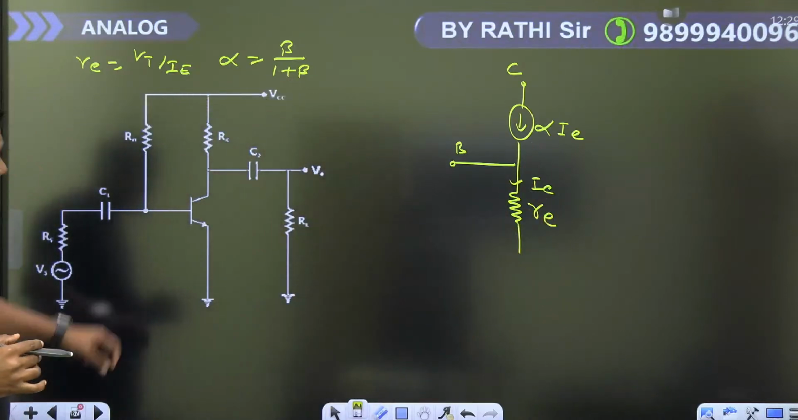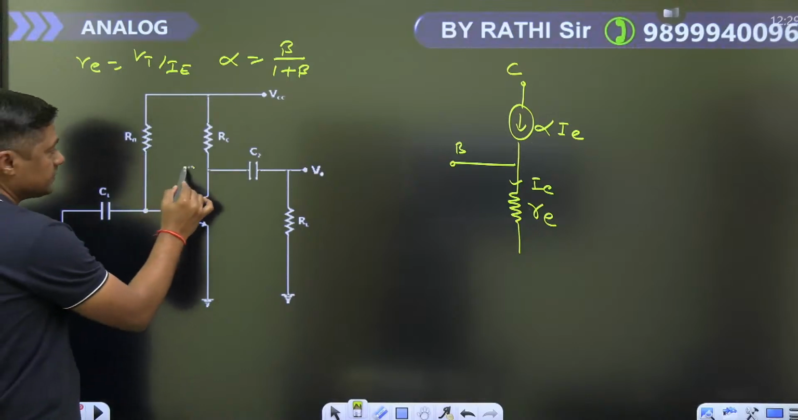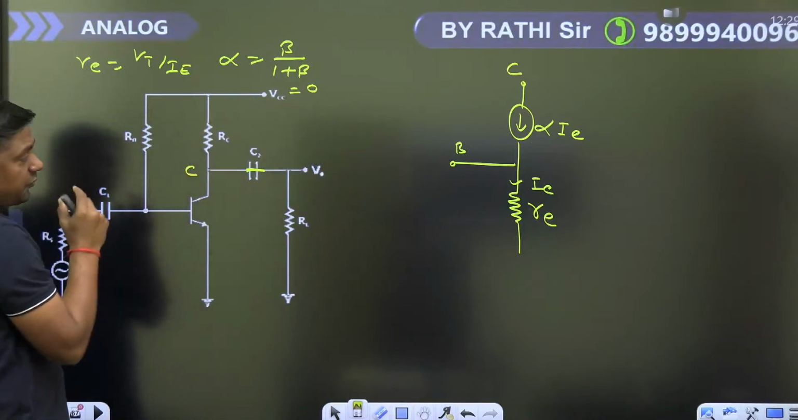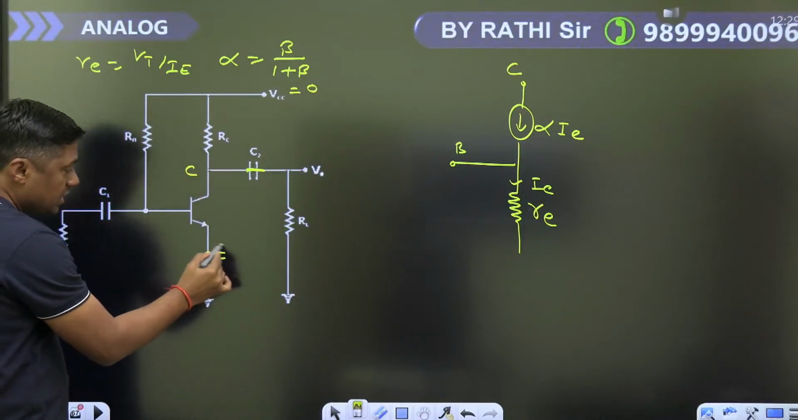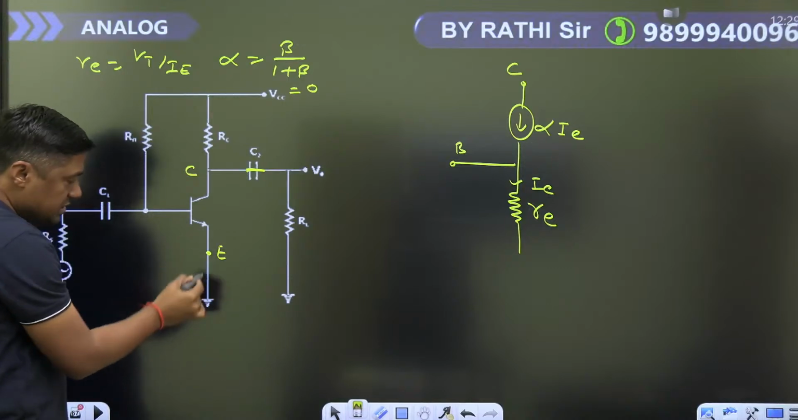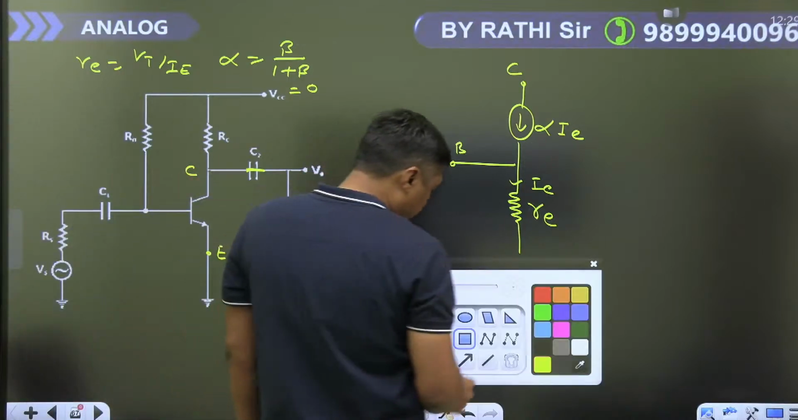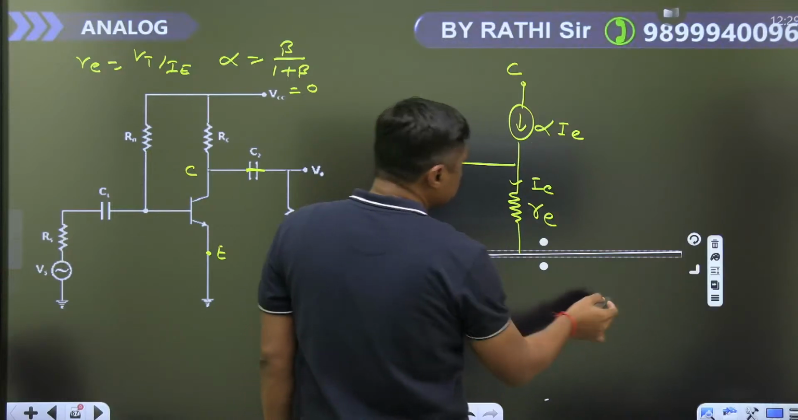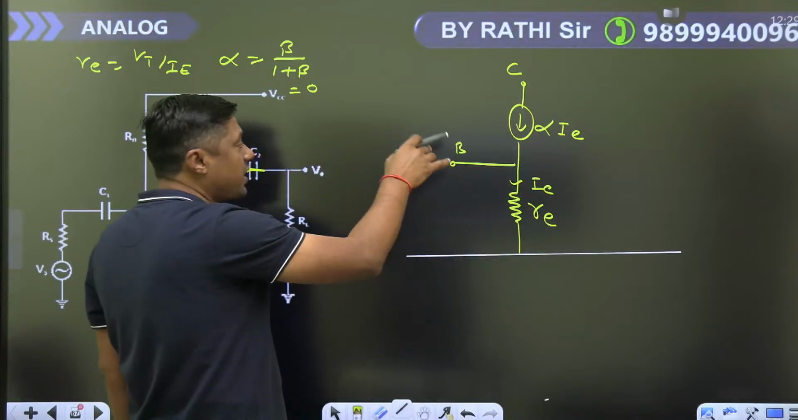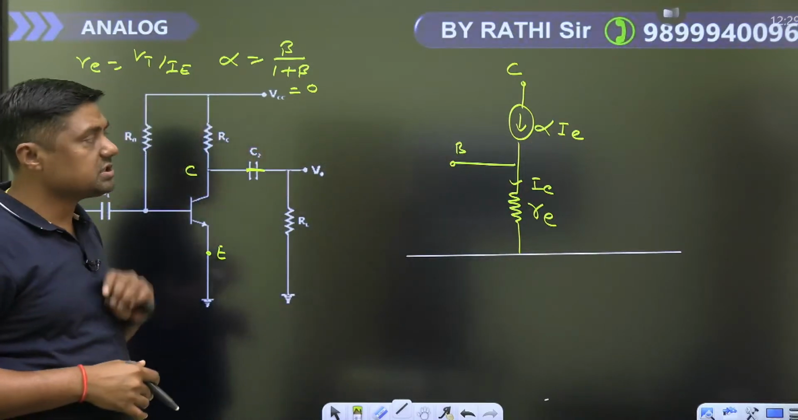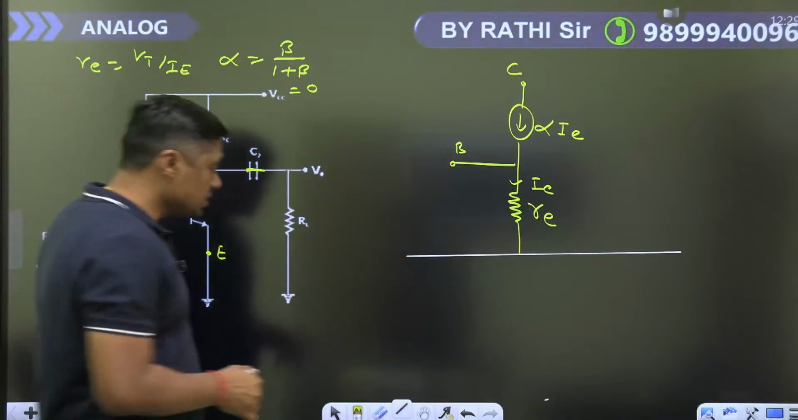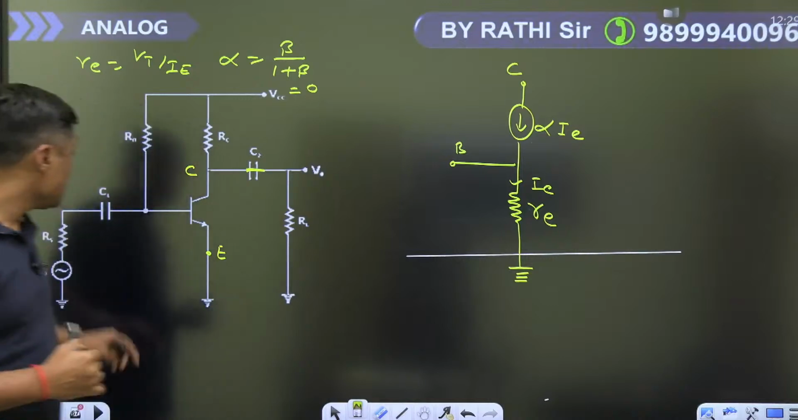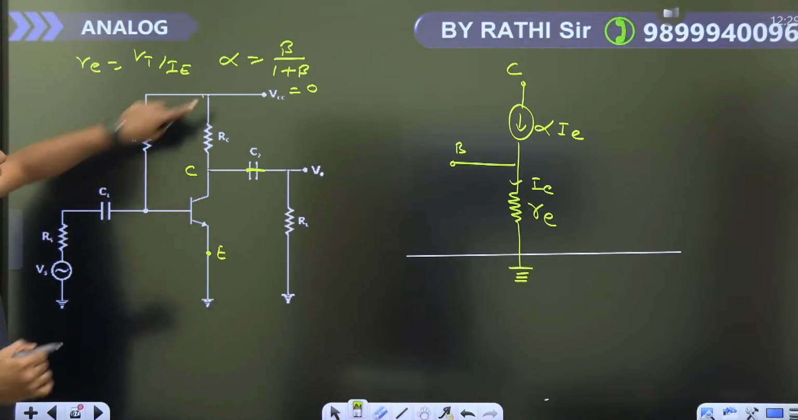Now, this is collector. This capacitor will act as short circuit. This will act as zero. First, emitter. Emitter is connected to ground. Watch this. Emitter is connected to ground. So you can make a common ground here. This is the transistor, guys. Transistor is replaced by the small signal model. This is common ground here. Common ground. Then this is zero.